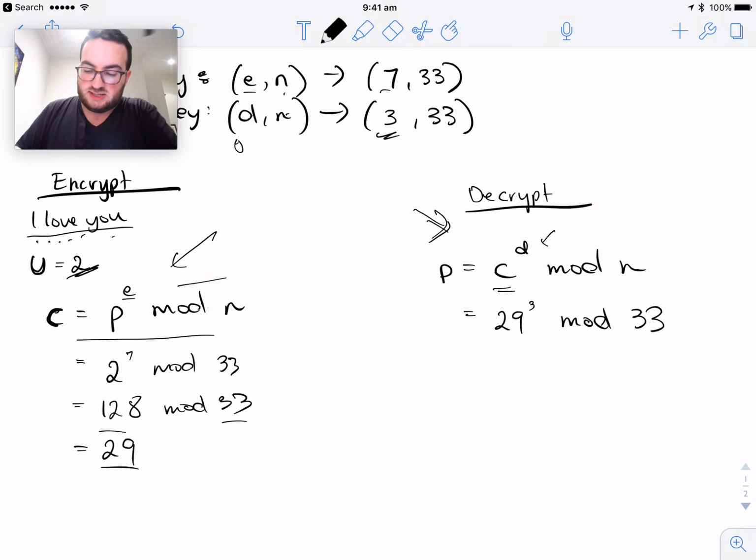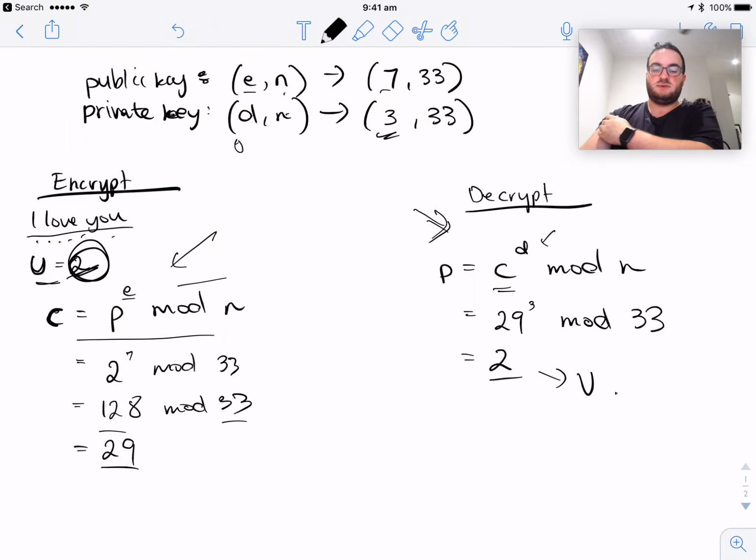And surprise, surprise, the answer is 2, which was our original plain text. So that's what the answer is. That's really cool. That's the example of using RSA for encryption.